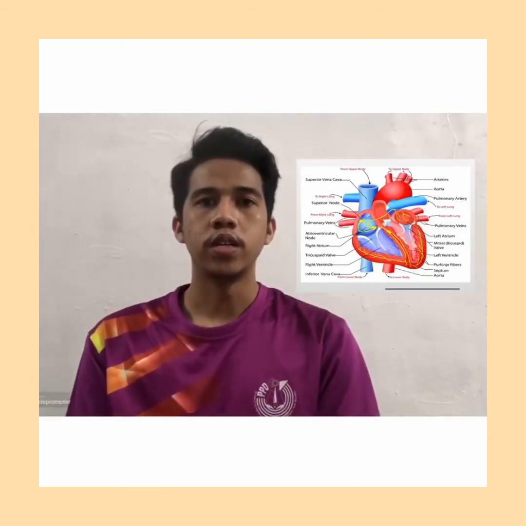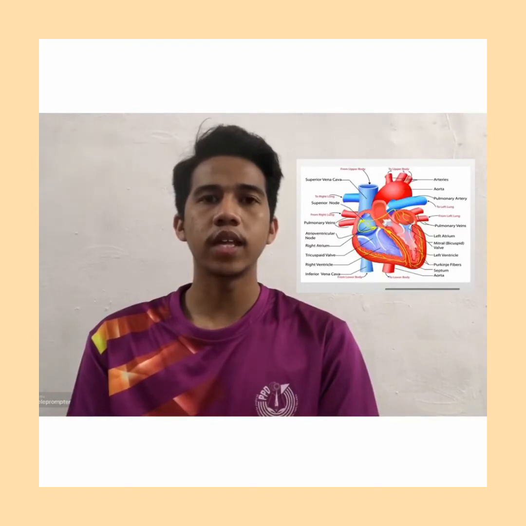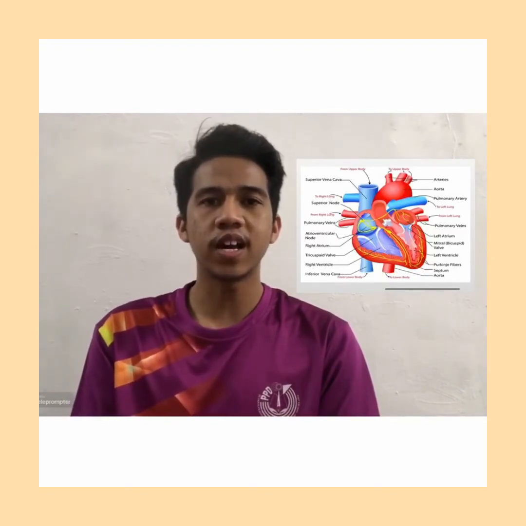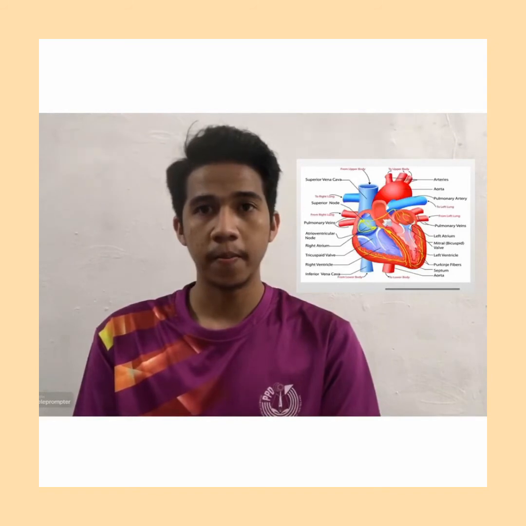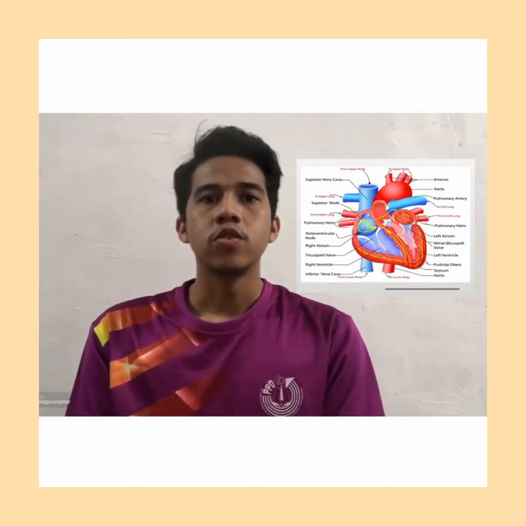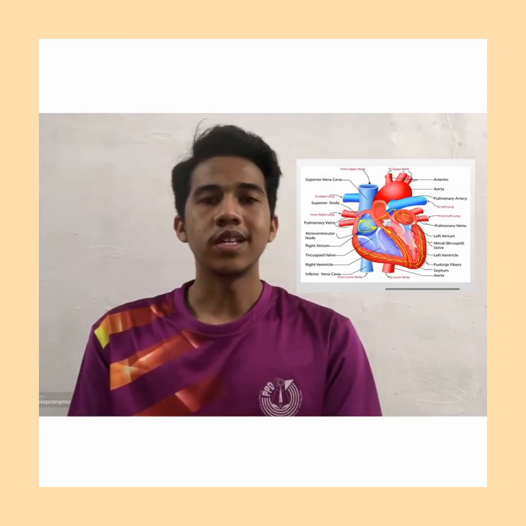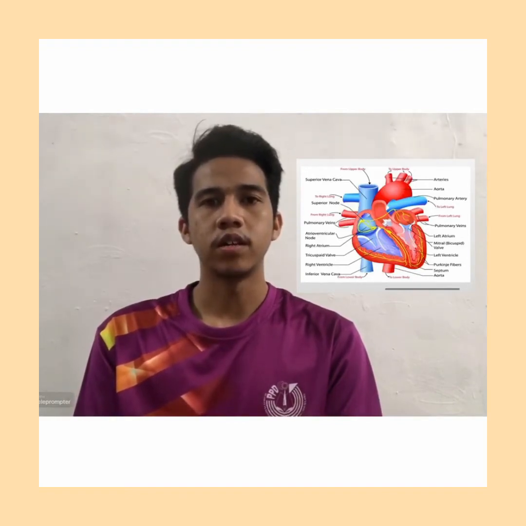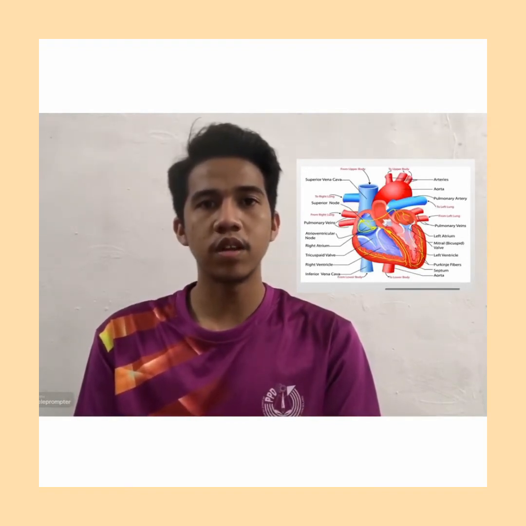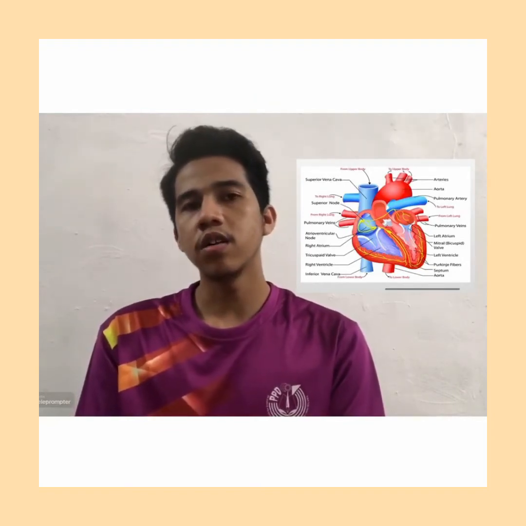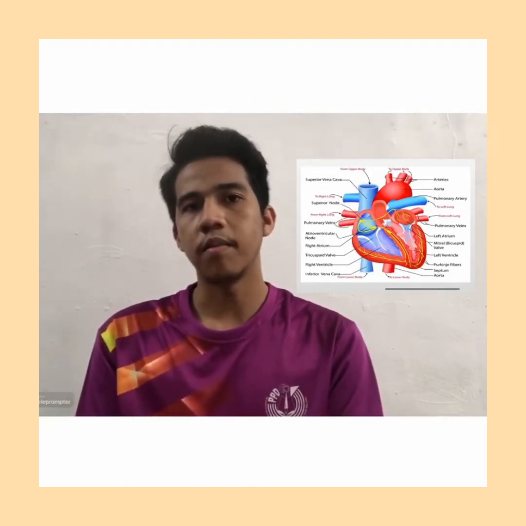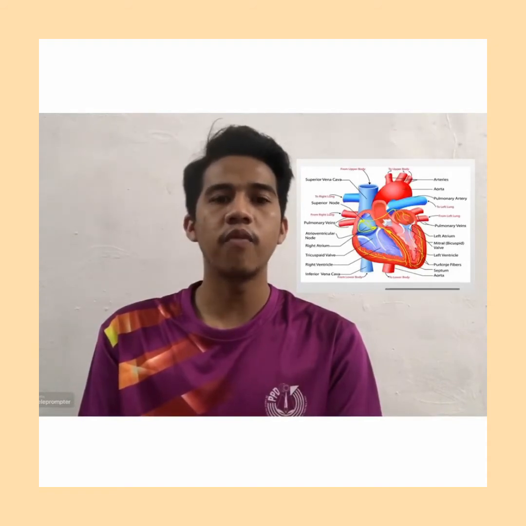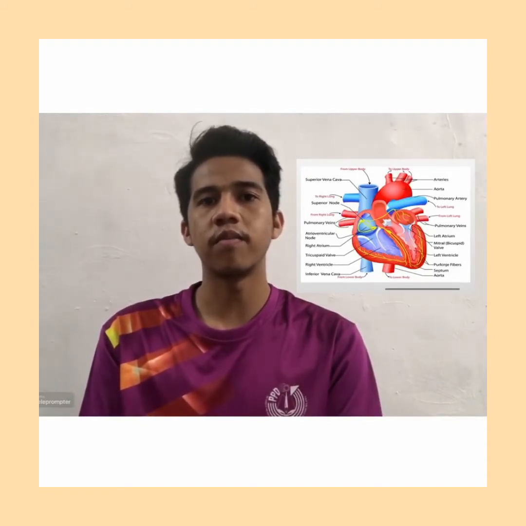So, the blood from our body will go back to the heart by the superior vena cava and the inferior vena cava. The superior vena cava returns deoxygenated blood from the body to the right atrium of the heart. The inferior vena cava is responsible for carrying nearly all venous deoxygenated blood from the abdomen and lower body back to the right side of the heart.